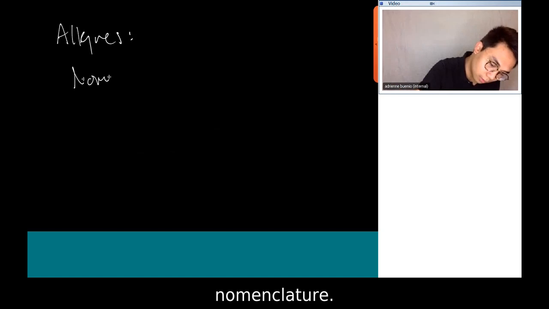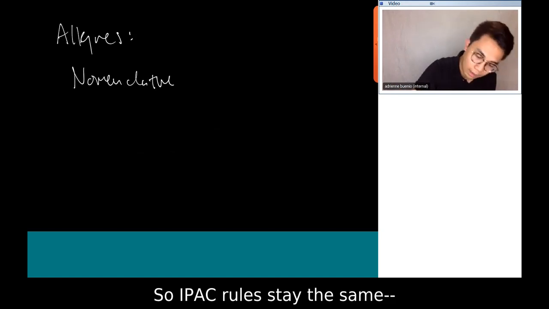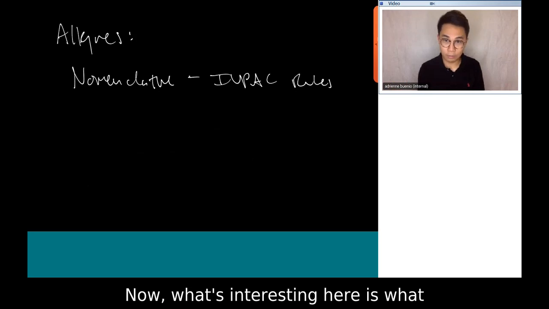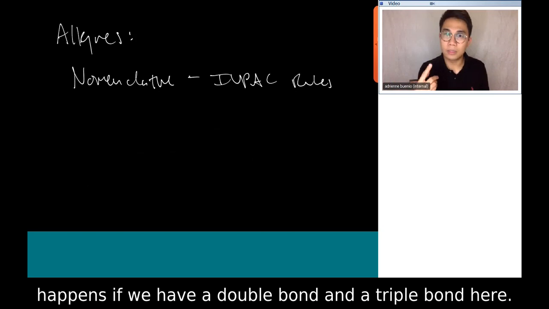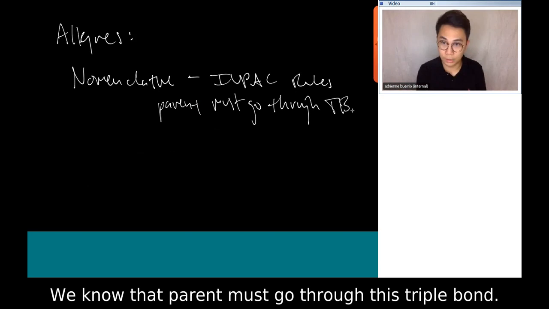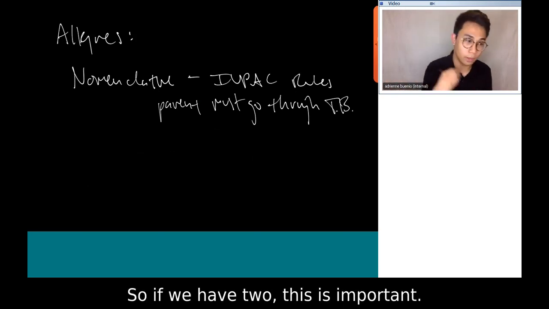Now let's go to naming. Nomenclature. IUPAC rules stay the same: longest chain, things like that. What's interesting here is what happens if we have a double bond and a triple bond. We know the parent must go through the triple bond, but what if we have two?